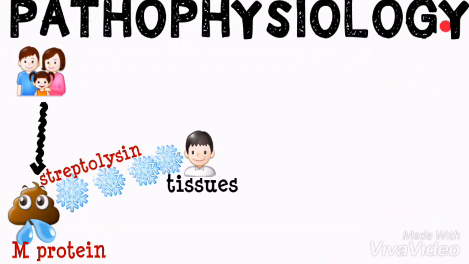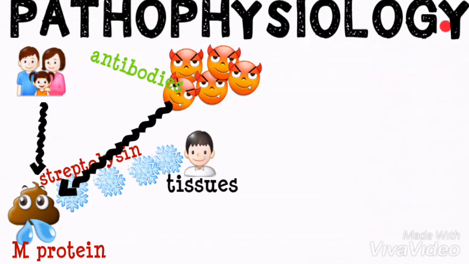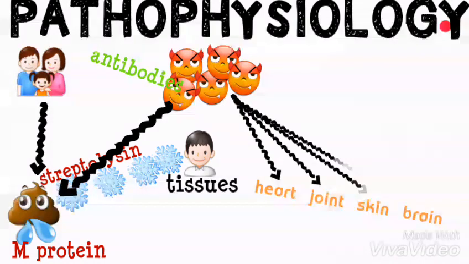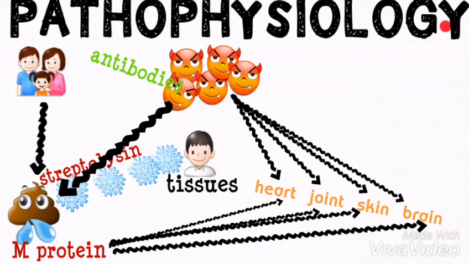Now, this means that the immune system sees it and recognizes it as a foreign molecule. The immune response will be activated by producing antibodies against these proteins. These antibodies, again mistakenly, further attack the cells of the heart, joint, skin, and brain because the protein covering these organisms is similar to that of the heart, joint, skin, and brain. Now, this is called autoimmune response. Some theories will tell you that this condition is an autoimmune disease. It's because of the same reason.